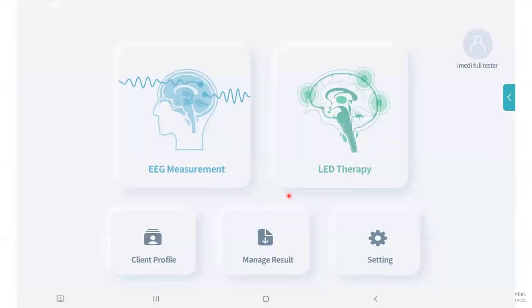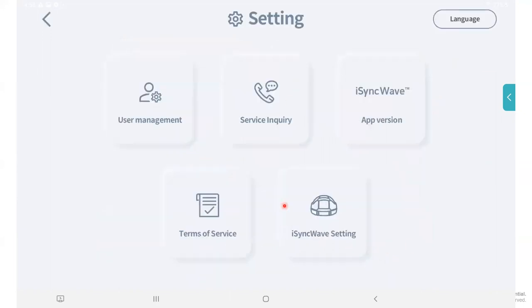Finally, I'd like to briefly show the main functionality of the iSyncWave application. One is EEG measurement and the other is LED therapeutics. In the settings, there are iSyncWave settings. In this setting, you can select the notch filter for the line noise rejection, and you can also set the routine time structure for the recording. And in the user management, you can define the sub user under the master user.